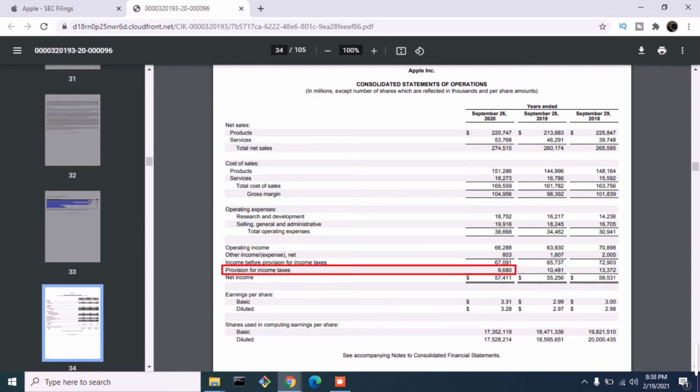And then taxes are taxes, like you have to pay taxes. So you see provision for income taxes. So when you take the income before taxes and you subtract out the taxes, that's how you arrive at this net income amount of 57.4 billion.